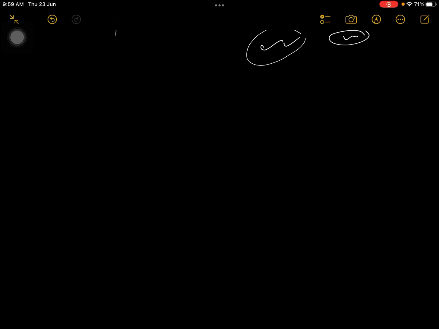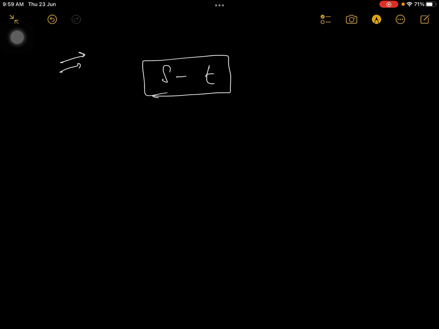Okay, so in this video, let's understand the slope and area concept. See guys, if an s-t equation is given, again I'm repeating, s-t means this s can represent distance and this s can represent displacement also. Only one thing is different.